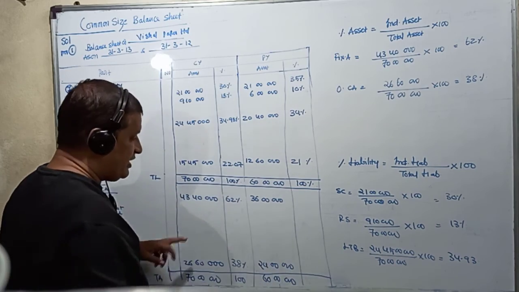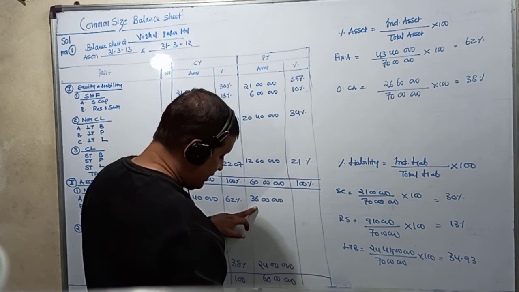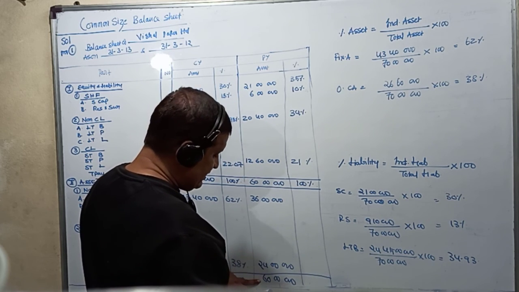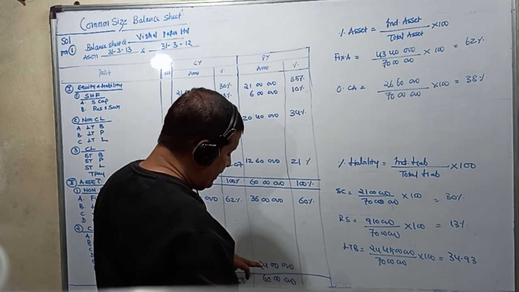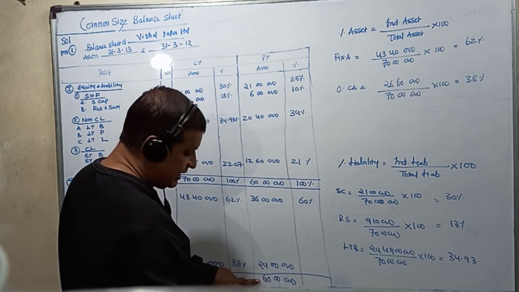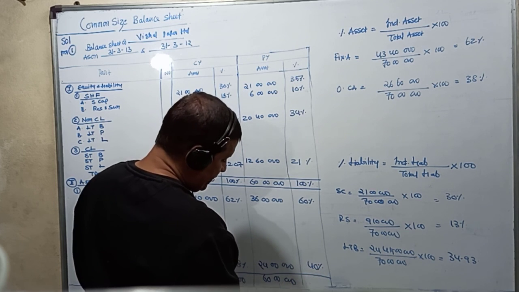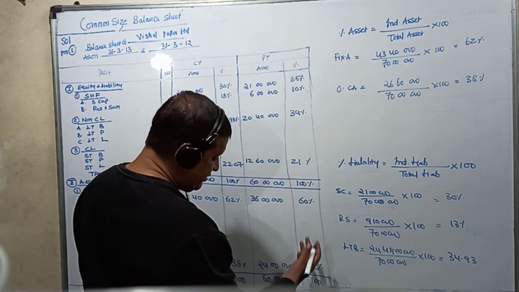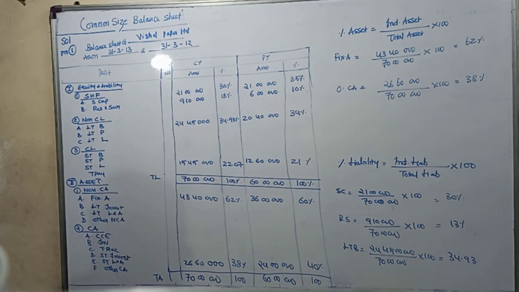Now come to the asset side. Individual asset 36 lakhs divided by total asset 60 lakhs into 100 would be 60%. Individual asset 24 lakhs divided by total asset 60 lakhs into 100 would be 40%, and the total, 60 lakhs by 60 lakhs into 100, will be 100%. This is how the problem will be solved. I hope it's easy.